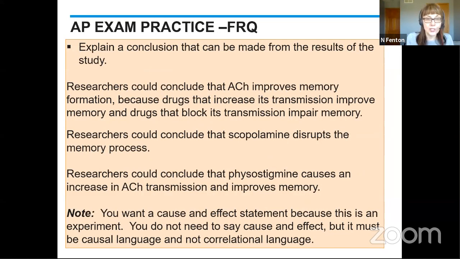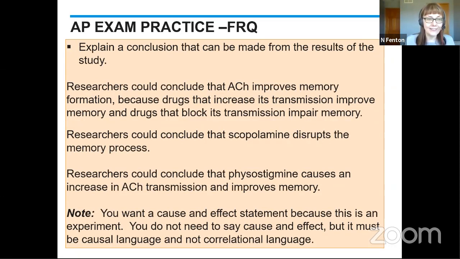Okay, explain a conclusion that can be made from the results of this study. So for example, researchers could conclude that acetylcholine improves memory formation because drugs that increase its transmission improved memory, and the drugs that blocked its transmission impaired memory. So there's a bunch of different ways you can do this. And if you take a look at the note, you have to somehow indicate that it was a cause and effect statement, because this is an experiment. You need to not necessarily say this causes that, but it has to be causal language and not correlational language.